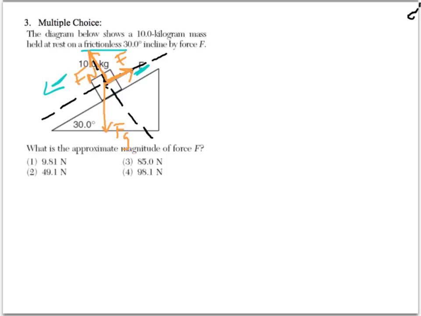So we've got normal force in positive y, F in positive x, and gravity pointing straight down. As I've shown before, the angle here on your incline is the same as the angle between gravity and the negative y-axis. So this is also 30 degrees. All right, we are looking for the magnitude of force F. Well, if you remember, since this thing is held at rest, this is an equilibrium problem.